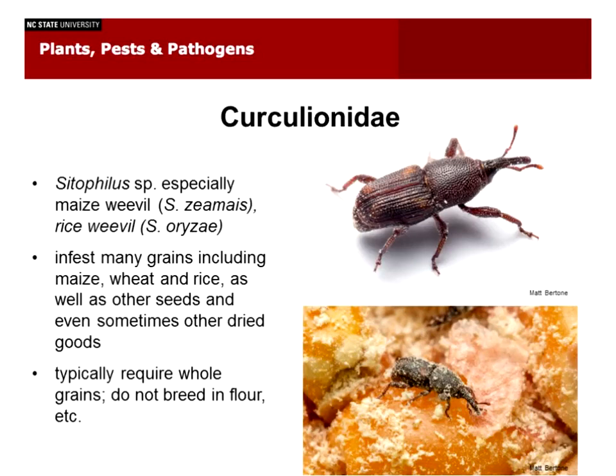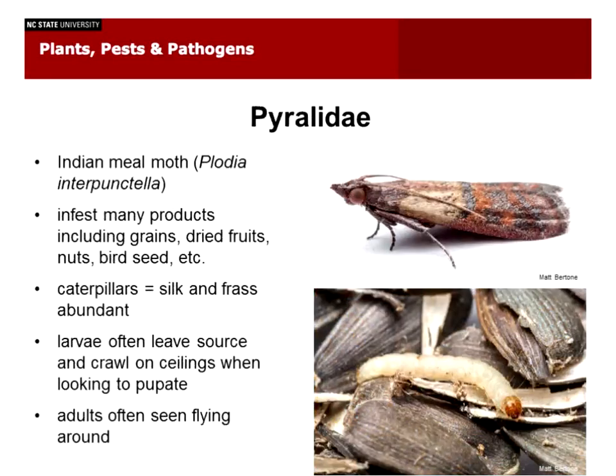But they infest many grains, including maize, wheat, and rice, as well as other seeds and even sometimes other dry goods. They're even known to infest corn on the stalk out in the field. So they're not just storage pests, but they can be, and that's typically where people see them. They typically require whole grains, so they don't breed in flour. What they do is chew into the grain and lay eggs, and then the larvae feed inside kernels of corn and things like that.